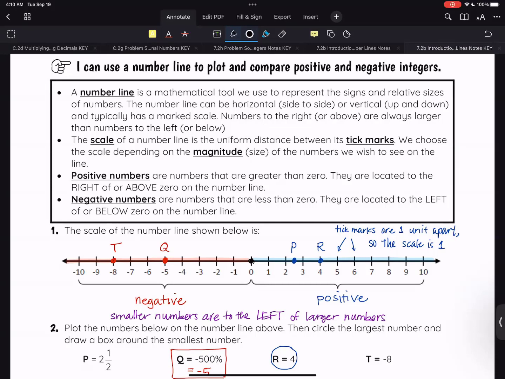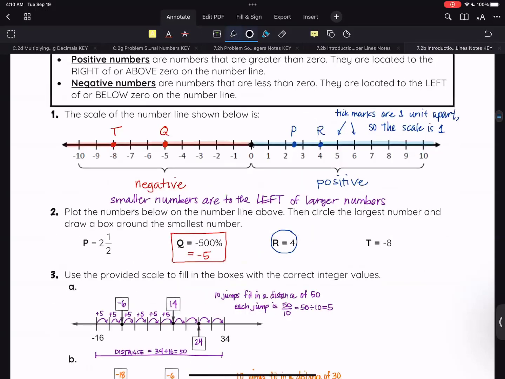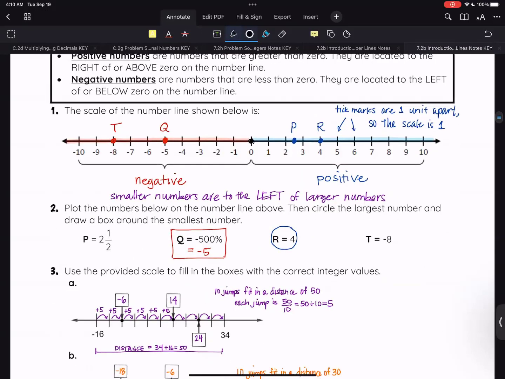Number 2, the question is, I want to plot the numbers on the number line above, and I already have them done for you, but let's just do a quick little recap on where it comes from. P is 2 1/2. So 2 1/2 is going to be halfway between 2 and 3. So we come up to our number line, and you can see that between 2 and 3, we have plotted the point that has a P right in the middle.